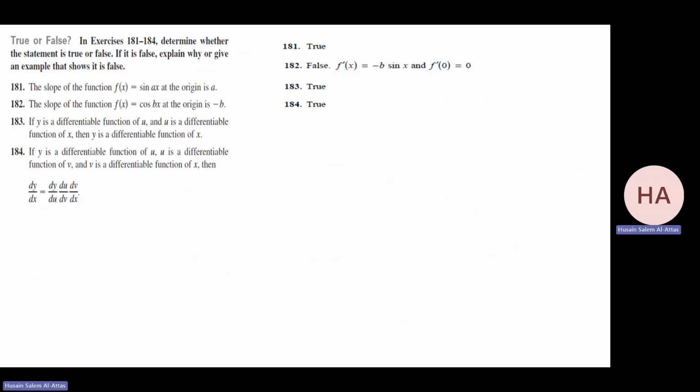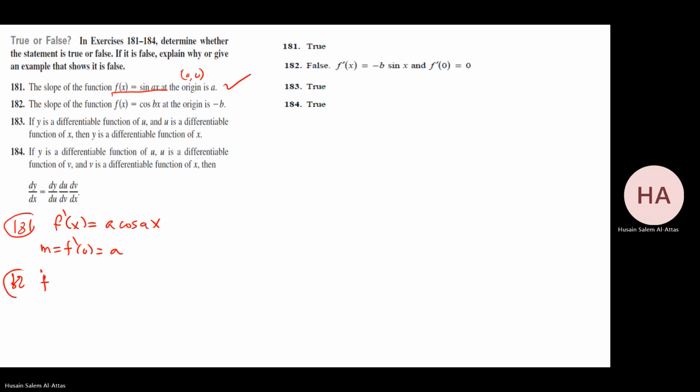The last things, which is true and false. This is 3.4, a long one. The slope of the function sine ax at the origin is a. Okay, we'll do the slope. This is the origin, 0, 0. So 181, what will be f prime? It will be a cosine ax. So the slope will be f prime at 0, which is a. So this is correct.